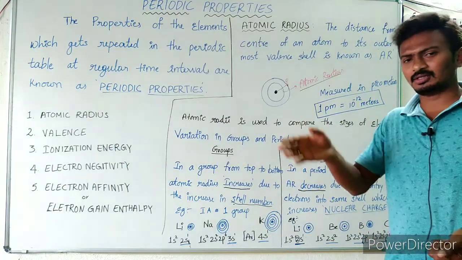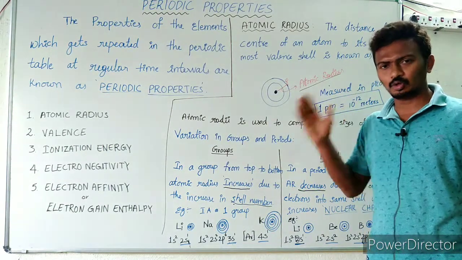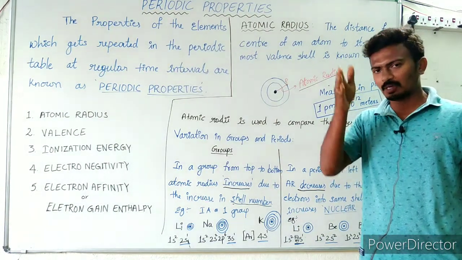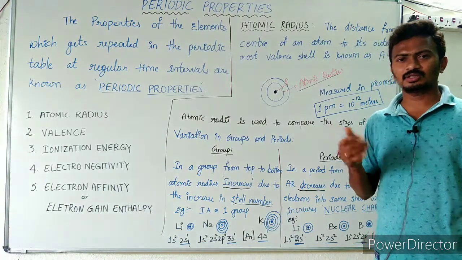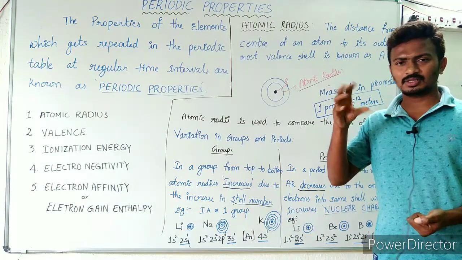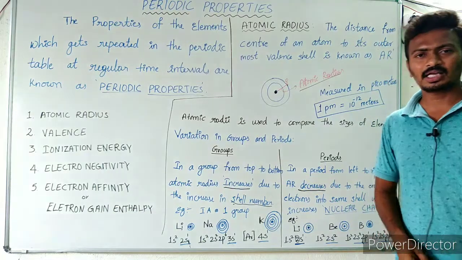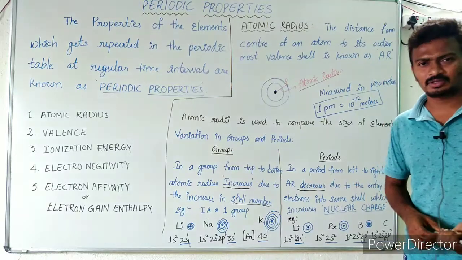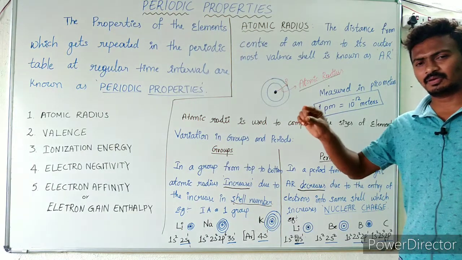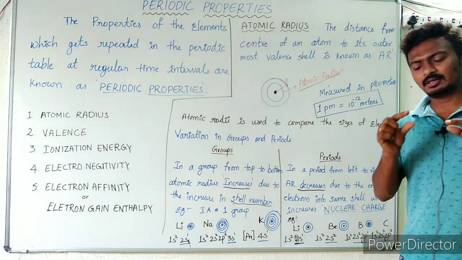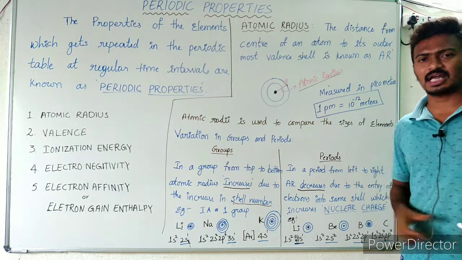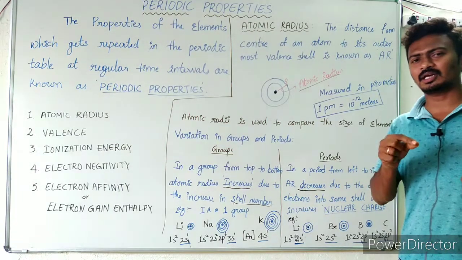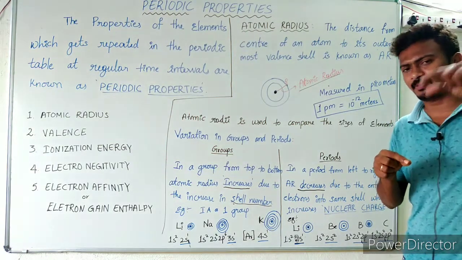The thing is the same for all the groups, whether second group, third group, or whichever group you take. In the groups from top to bottom, the shell number increases, so automatically the size of the atoms increases, which increases their atomic radius. Next, coming to the variation in the periods. In the periods, what happens from left to right? Atomic number increases gradually, but as the atomic number is increasing, the next coming electron will be entering into the same shell.